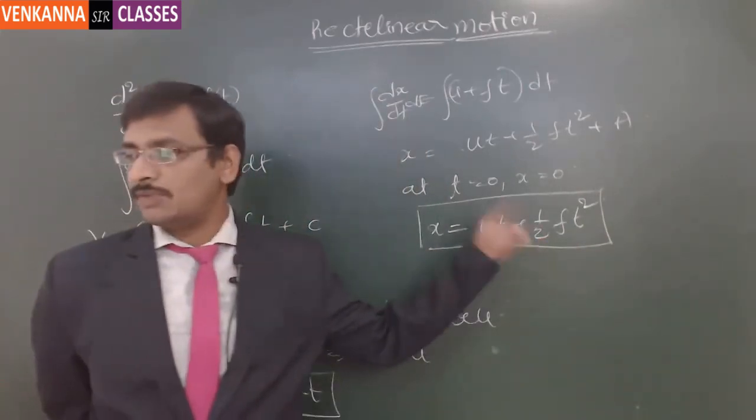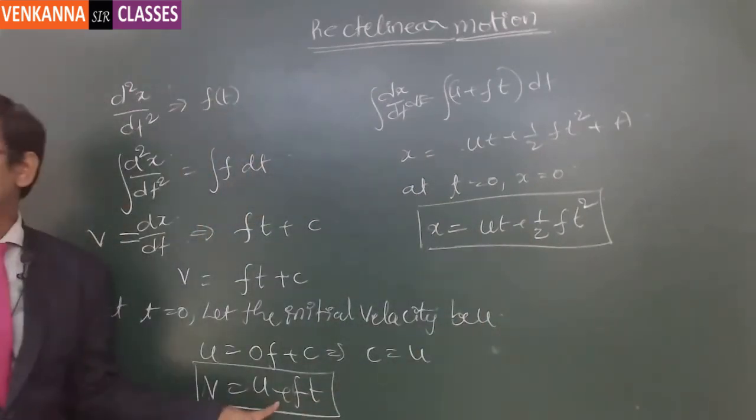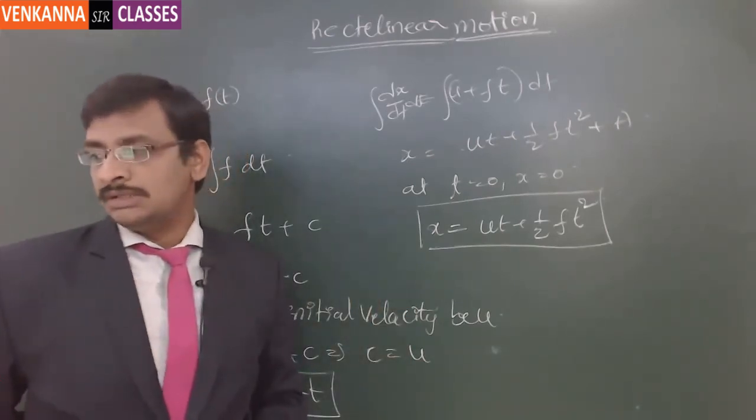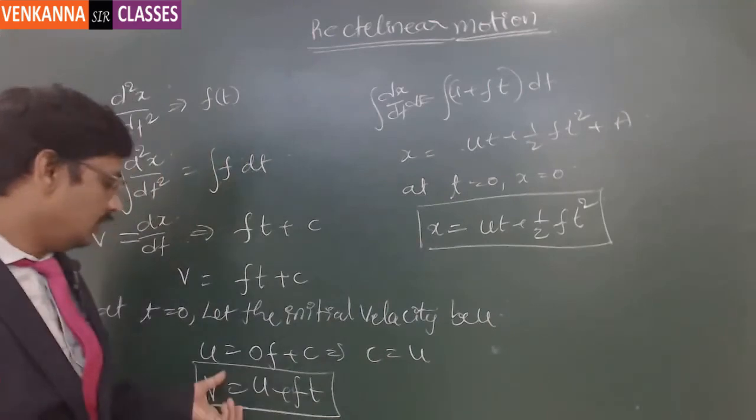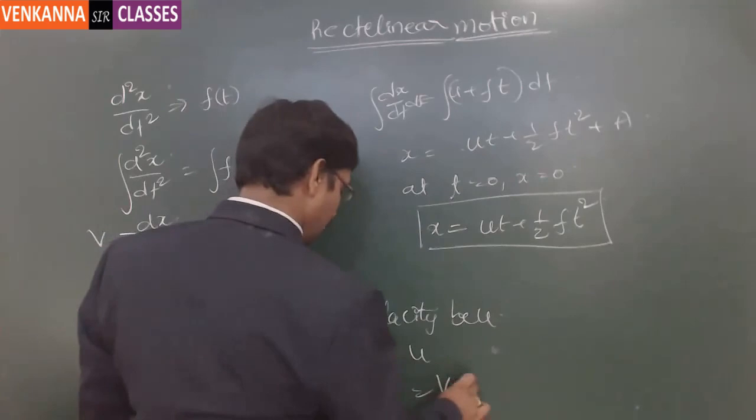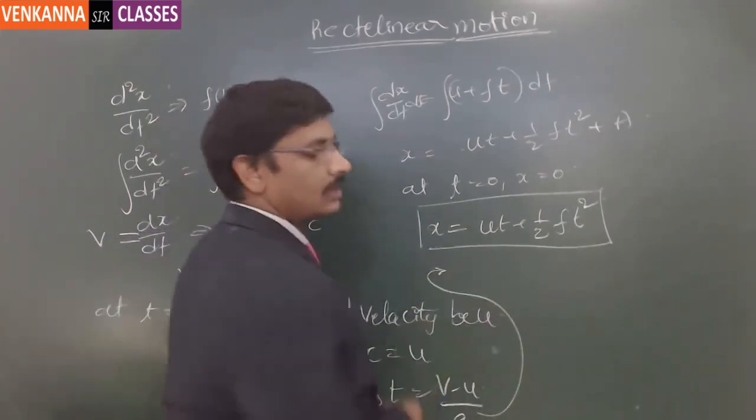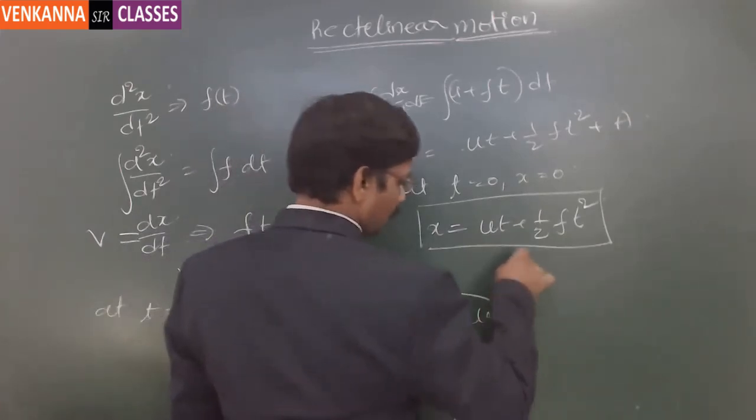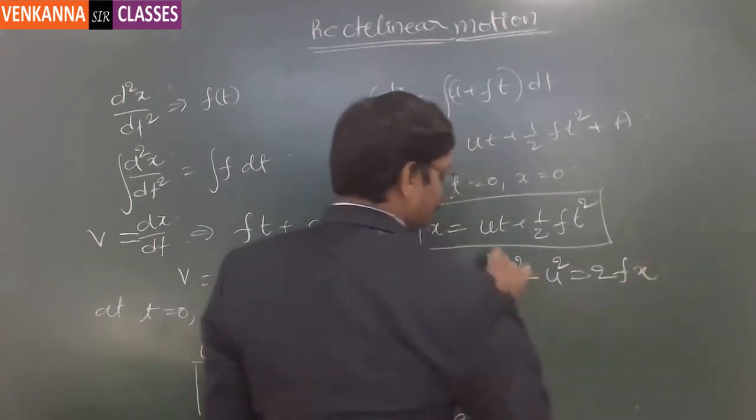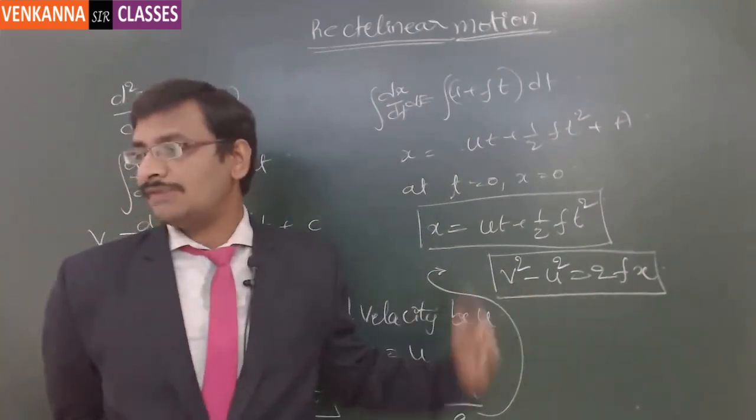So at any instant of time, you can find the displacement with the help of this, and you can find the velocity with the help of this equation, if the acceleration is constant. Got it? From this we can prove that t is equal to v minus u by a. Now if you replace it here, you get the relation v square minus u square is equal to 2fx. So this is another relation, which relates the displacement and the velocities.